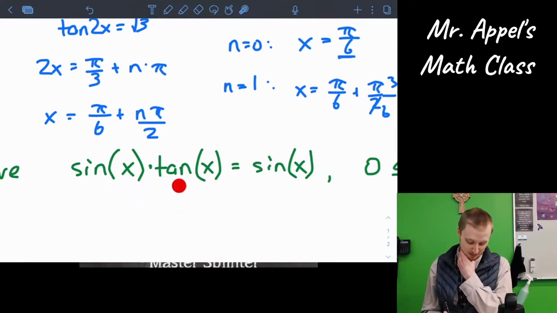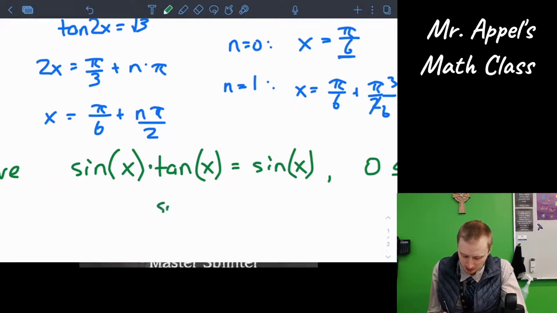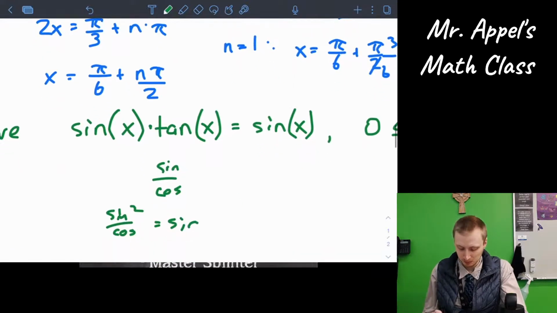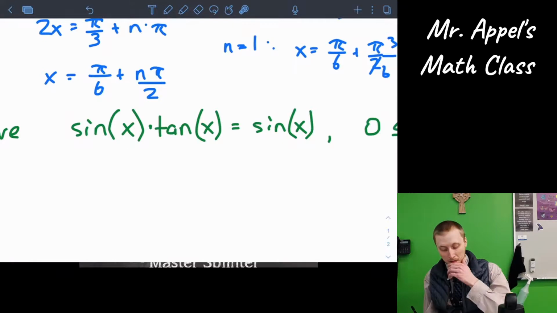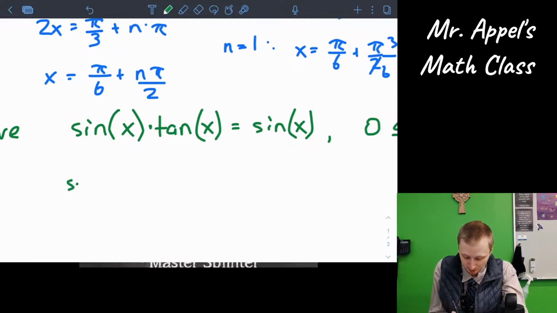Now we've got to multiply. Well, sine times tangent. Well, tangent is sine over cosine, and so that would be like sine squared over cosine equals sine. No. This is more complicated. You can use that, and maybe if it simplified things, sure, you can use that rule. But in this instance, I would actually move the sine to the other side.